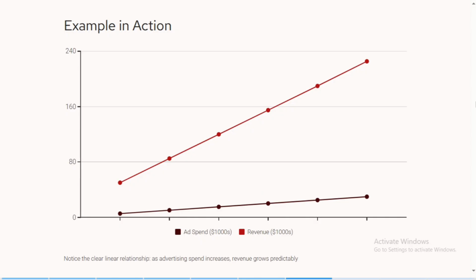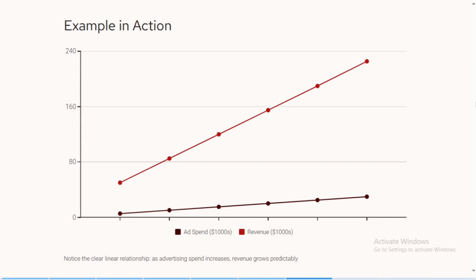Some points are slightly above the line, some points are slightly below the line, and that is completely normal in real world data. What matters is the overall trend. Now observe the direction of the line. You can clearly see that as x increases, y also increases. This tells us that there is a positive linear relationship between the variables. In simple words, more input leads to more output.